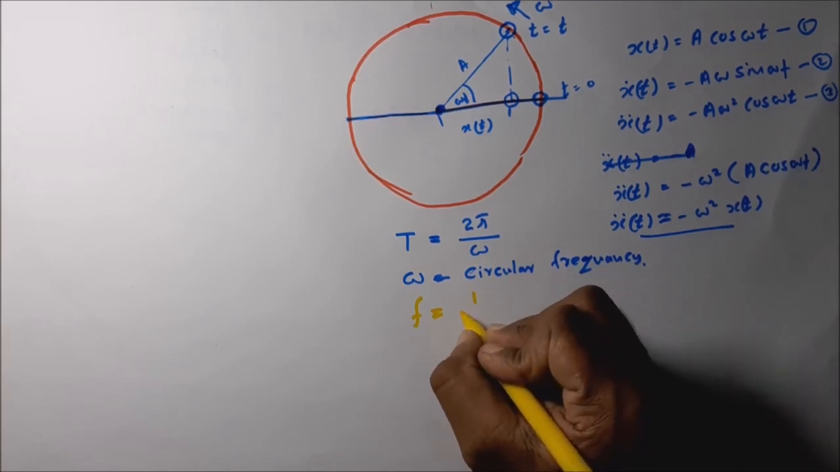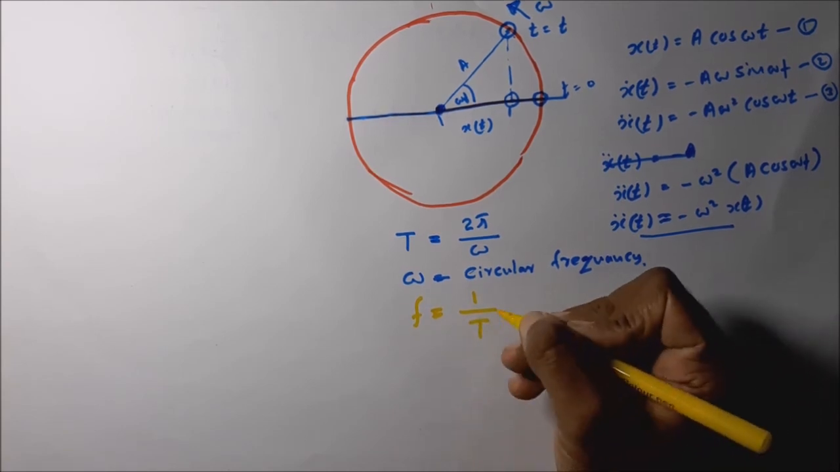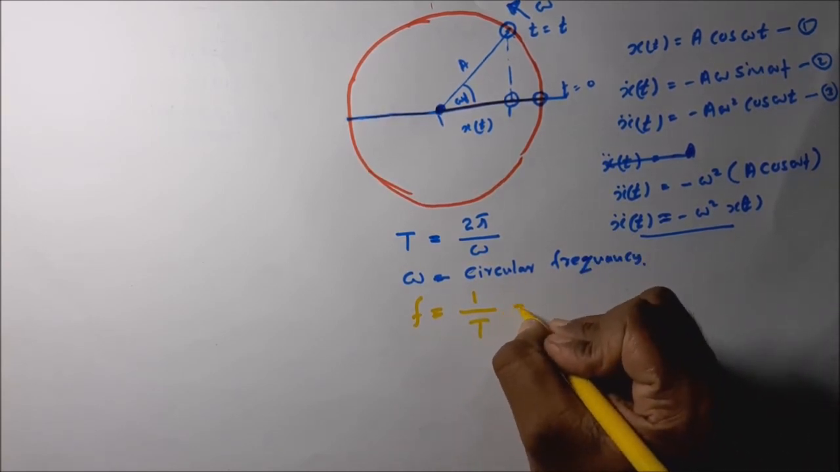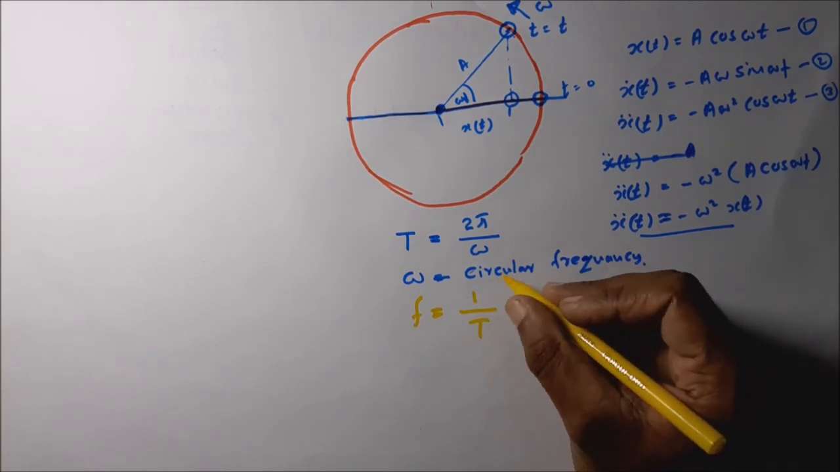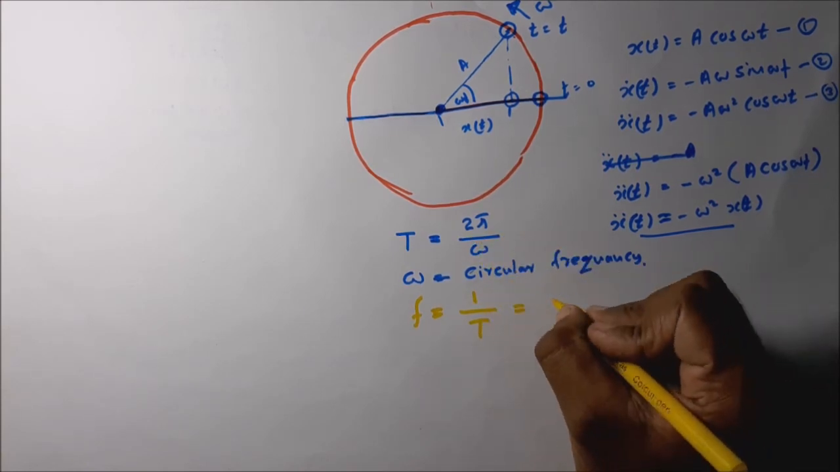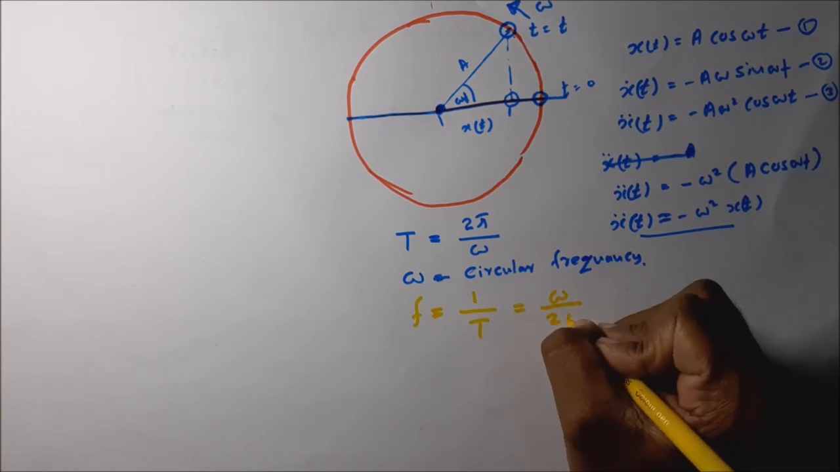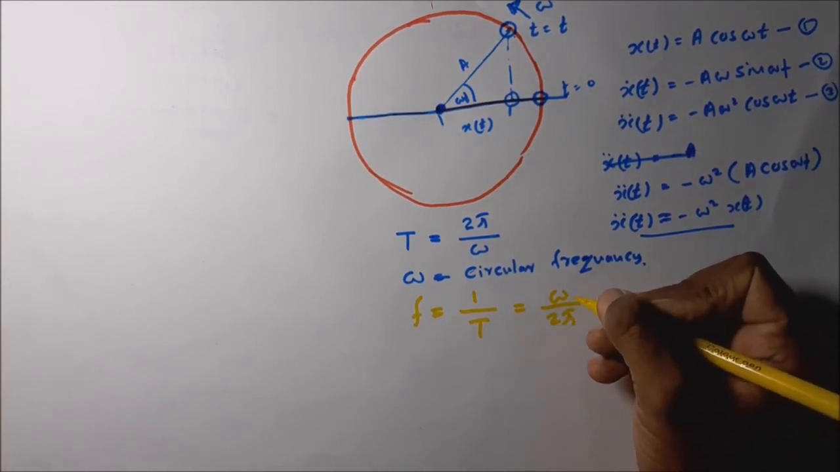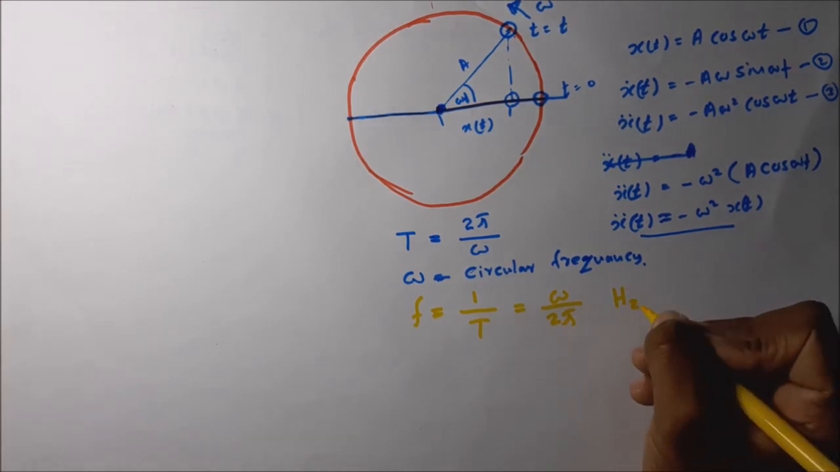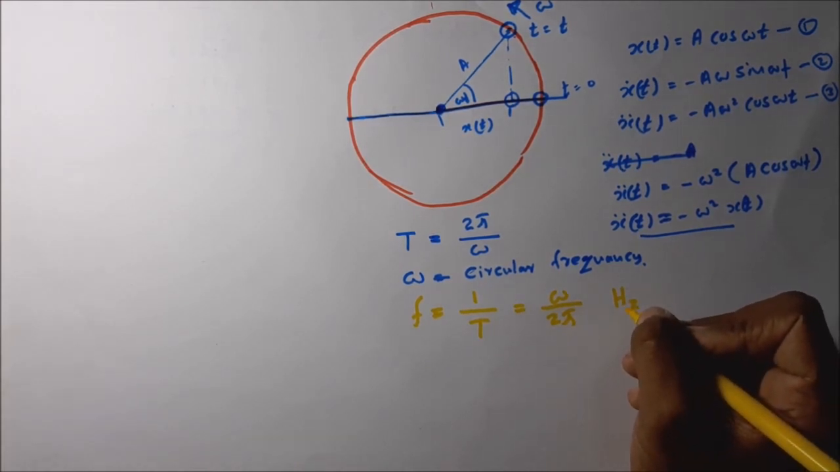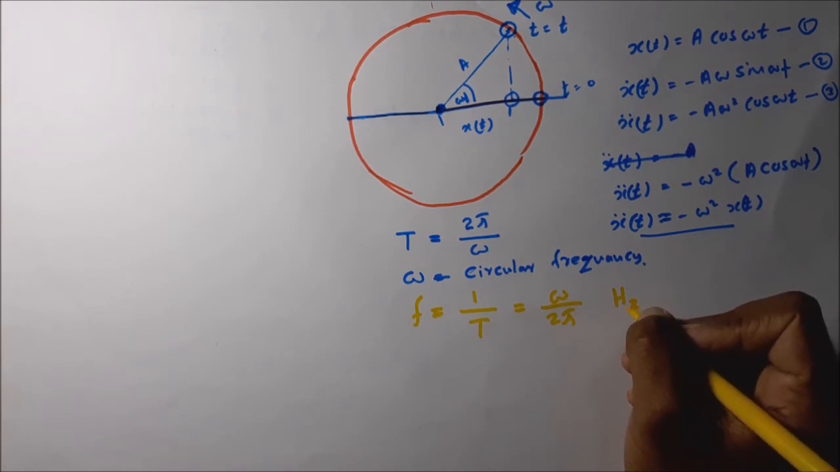We have to divide by the periodic time. Then we get how many cycles per second. That is 1 over T, which means omega divided by 2π. Omega divided by 2π, and then we get the answer in hertz. Okay, that means cycles per second.